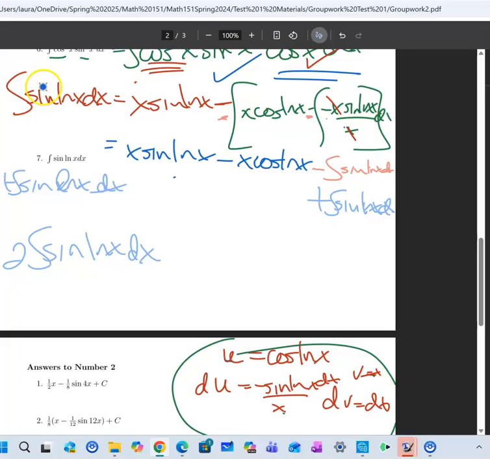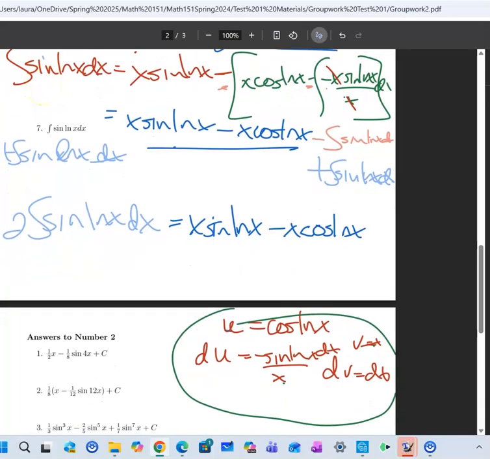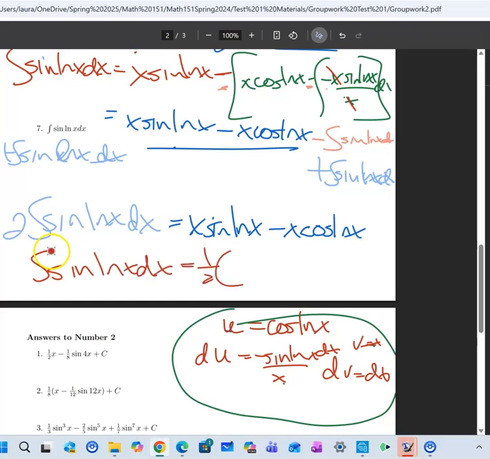And then what am I carrying along? These guys, right? x sine ln of x minus x cosine ln of x. And then I divide through by the 2 sine of ln of x dx. Gives me a 1/2 x sine ln of x minus x cosine of, so messy, sorry about that. Cosine of ln of x plus c. And that's the answer.